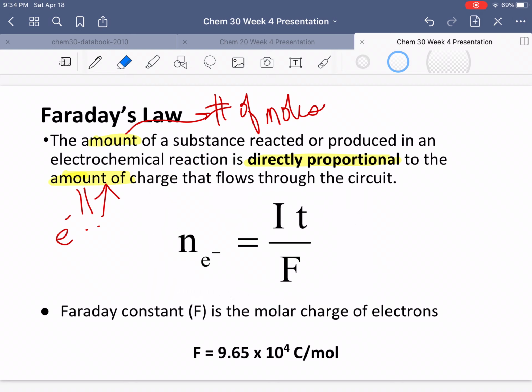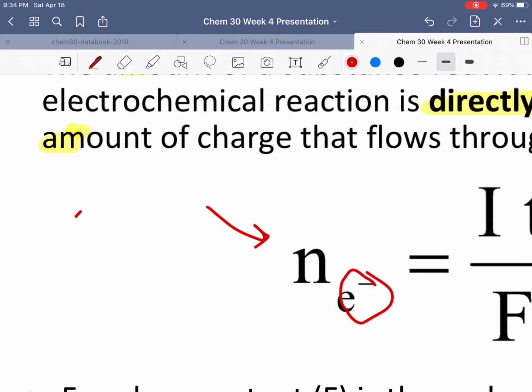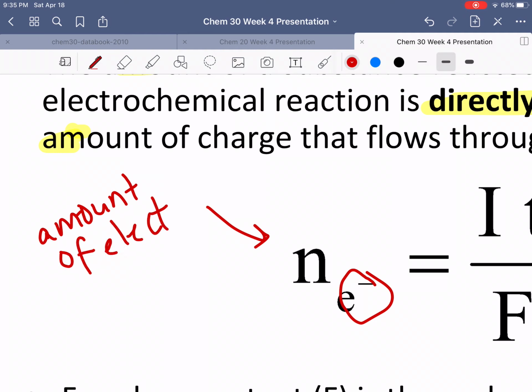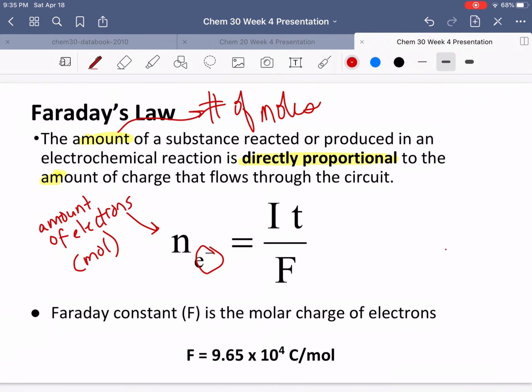Okay, so first things first, n, as always, represents moles. Now notice with this n, there's a little e negative at the bottom. That's because this specifically is not just amount of anything, but amount of electrons. And no different than any other n, it's measured in moles. But it's very specific to not the chemical, but the electrons.